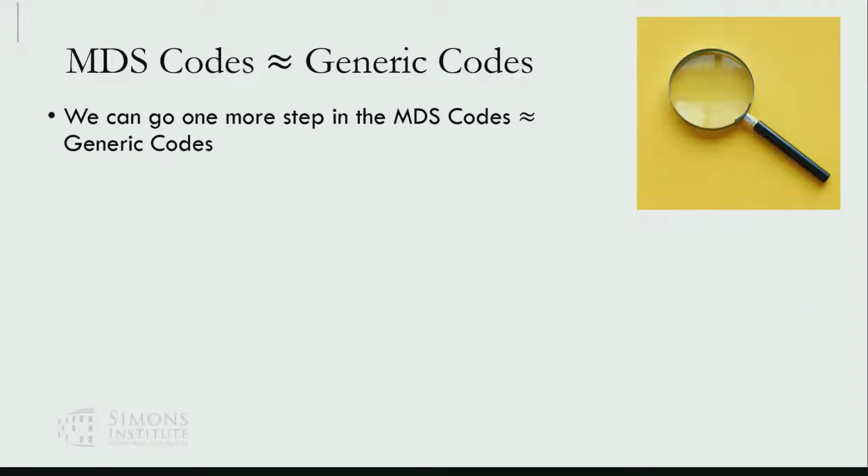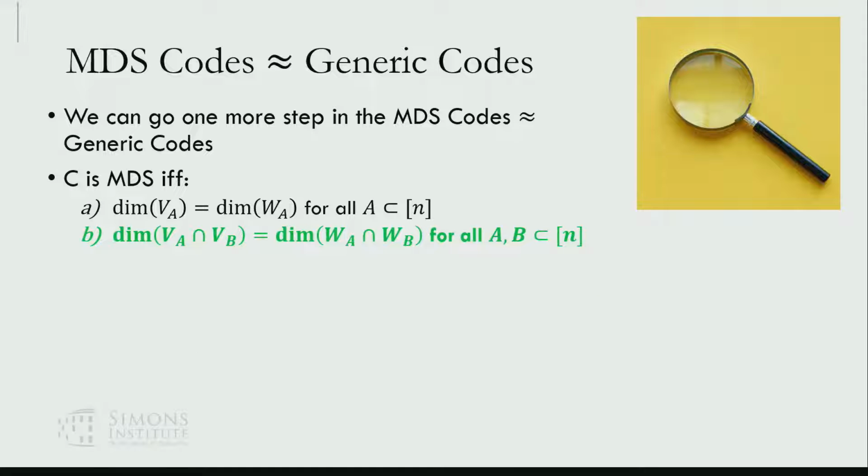So can we push that further? Can I say if I take two such spaces, V sub A and V sub B, and I intersect them, will their dimension be the same? It's like I not only want these spaces to have full dimension, but I also want them to intersect as minimally as possible, which is a natural thing to ask. So does the intersection of two such spaces also be as minimal as possible, which is that of a random code, like a generic code?